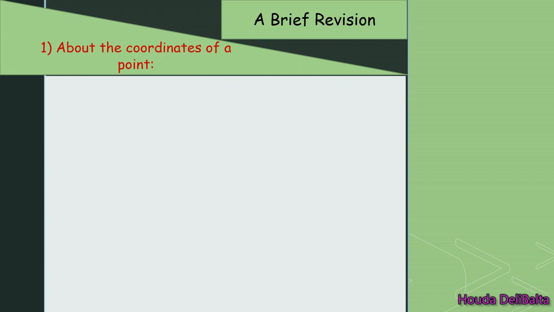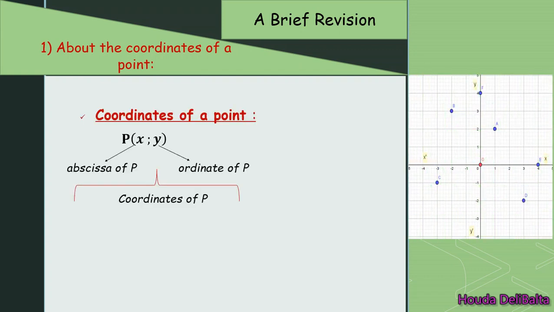And the first idea we are going to review is all about the coordinates of a point. So what are the coordinates of a point? As you see here, if there is a point P written as an ordered pair, x then y, that means this point P has two values that are real numbers. The first value, which refers to x, is called the abscissa of P, and the second value that refers to y is called the ordinate of P. Both together are called the coordinates of P.